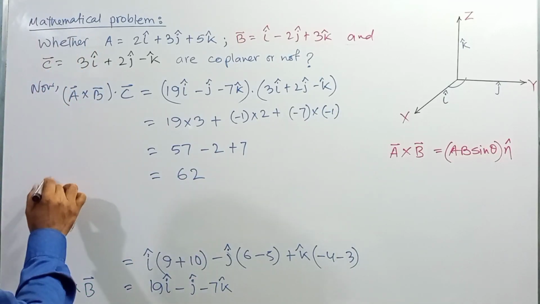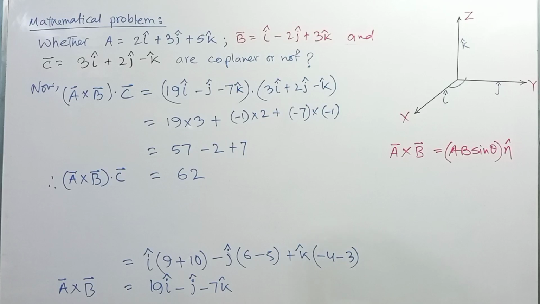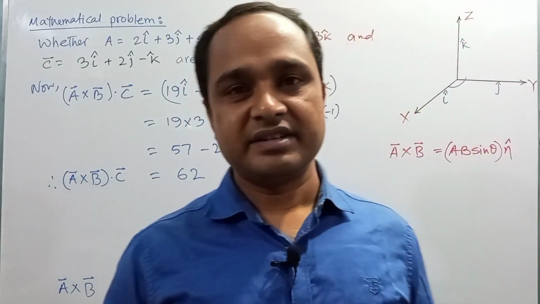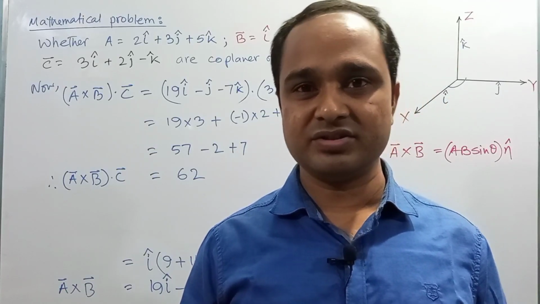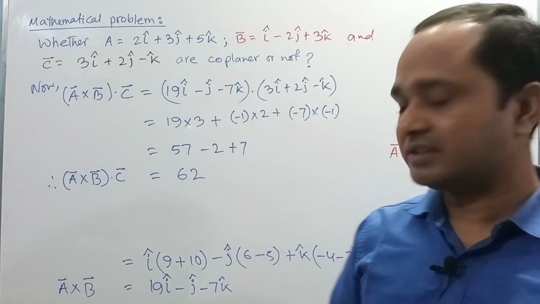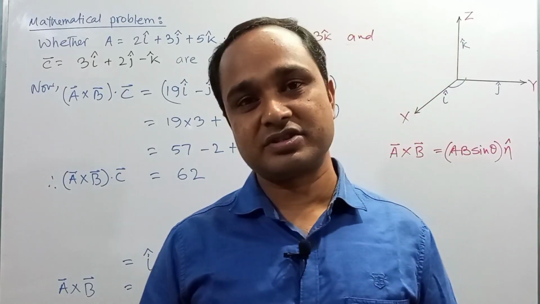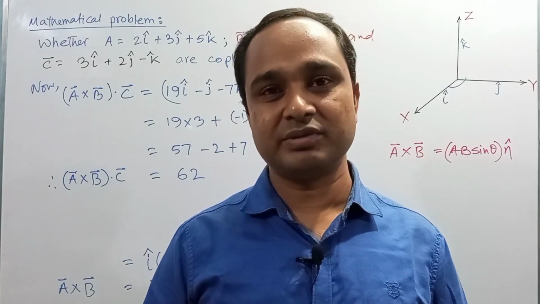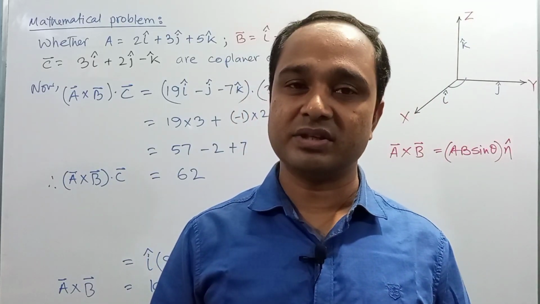So dear student, here A cross B dot C is equal to 62. So we can say that A, B and C are not lying on the same plane, that is, they are not coplanar. Okay, dear student, I think you have got it. So no more today. This is about the dot product of rectangular unit vectors and cross product of rectangular unit vectors. Got it? But if you have any confusion, you can call us or contact your subject teacher.